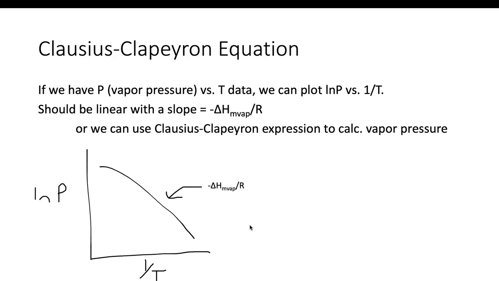And vice versa, we can take the Clausius-Clapeyron equation and use it to calculate vapor pressure. If we knew our delta H of vaporization, say we could look it up for water, and we know the normal boiling point of water, we could calculate what the vapor pressure of water would be at 40 degrees Celsius or something like that. So it's a very useful expression.